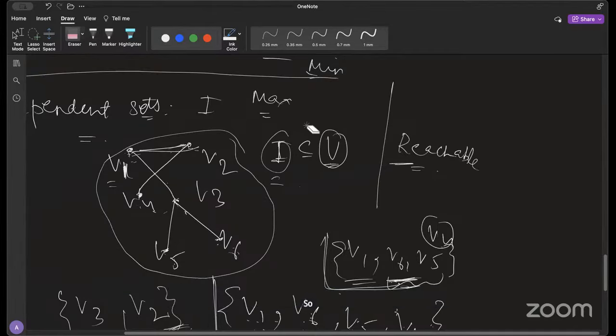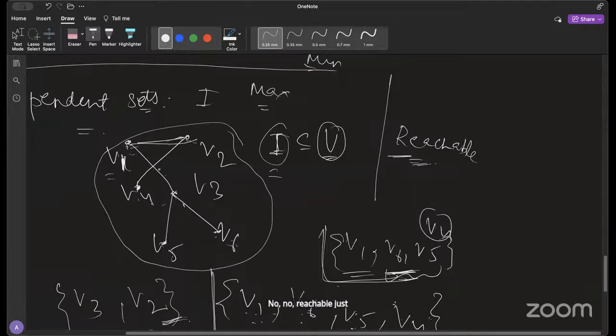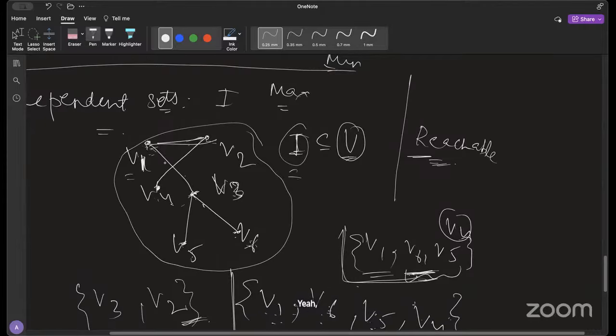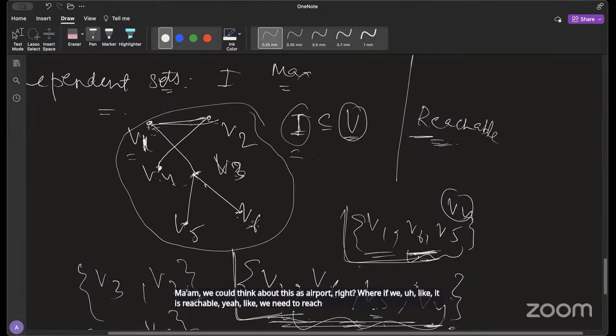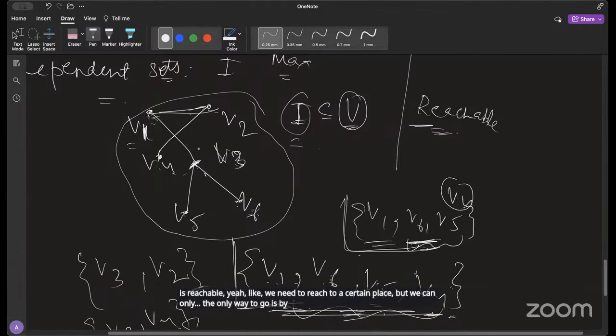Ma'am, reachable doesn't mean directly connected, right? No, reachable just means that you can reach from here to here. Like from V1 to this point, you can reach, right? Ma'am, we could think about this as airports, where we need to reach a certain place, but the only way to go is by a connected flight. Yeah.